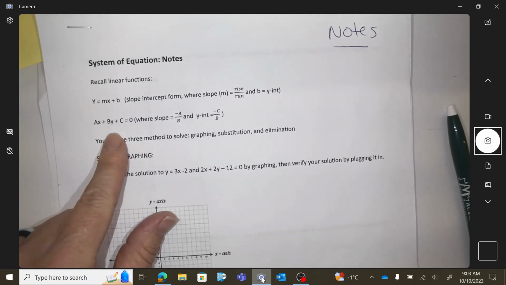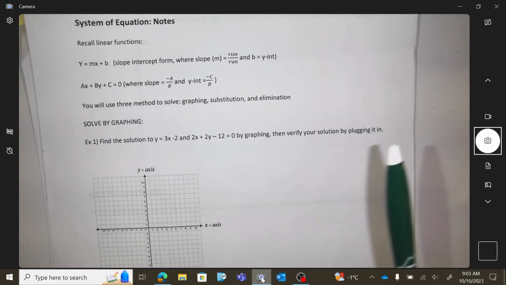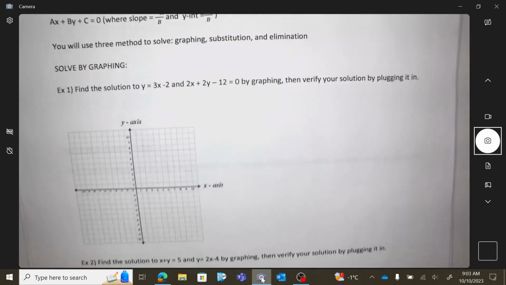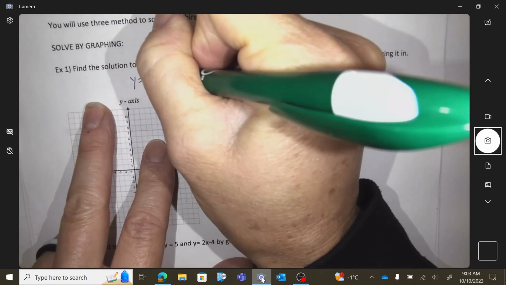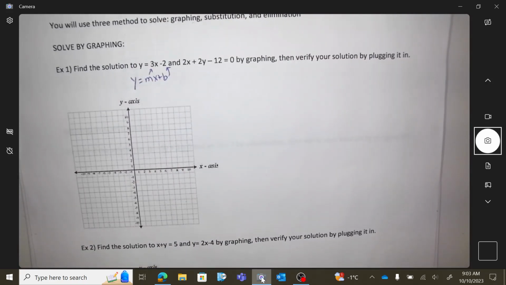We just did general form. So, how to graph and solve. Where does this equation equal this equation? Okay, so number one, here we go. y equals mx plus b, I would recognize like that.